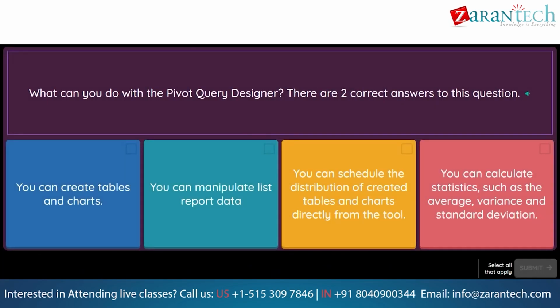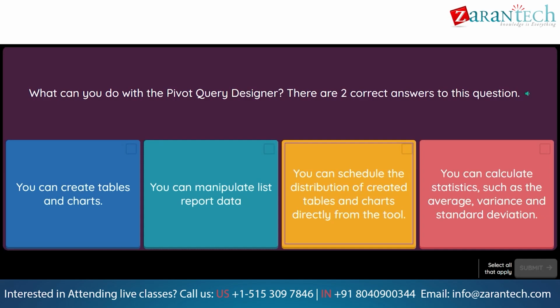Question: What can you do with the Pivot Query Designer? There are 2 correct answers to this question. Option 1: You can create tables and charts. Option 2: You can manipulate list report data. Option 3: You can schedule the distribution of created tables and charts directly from the tool. Option 4: You can calculate statistics, such as the average, variance, and standard deviation.